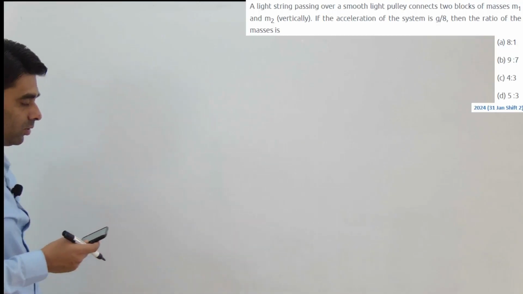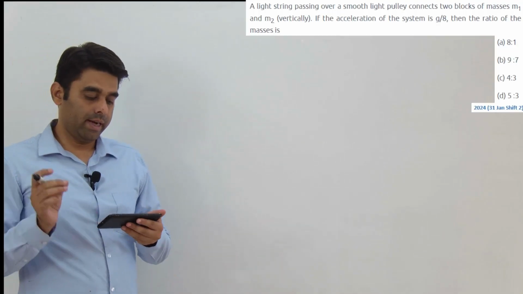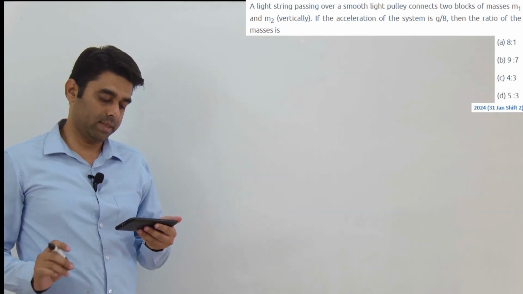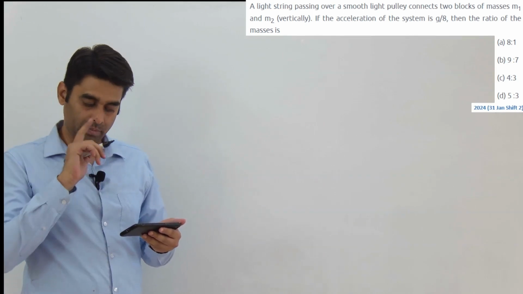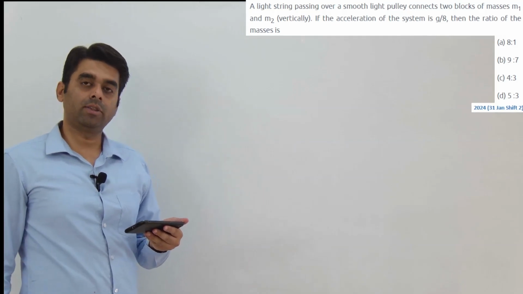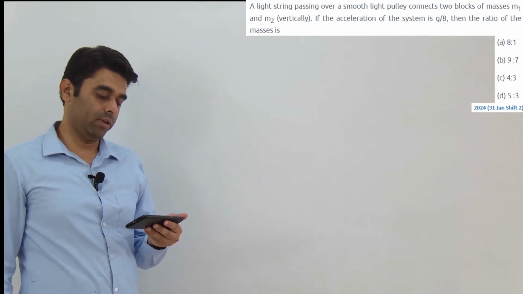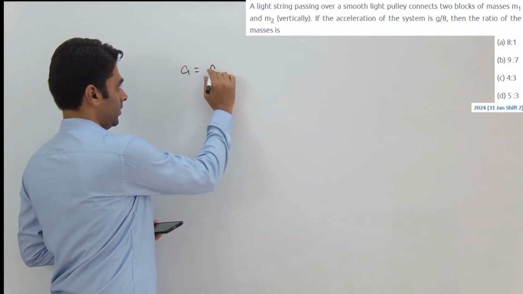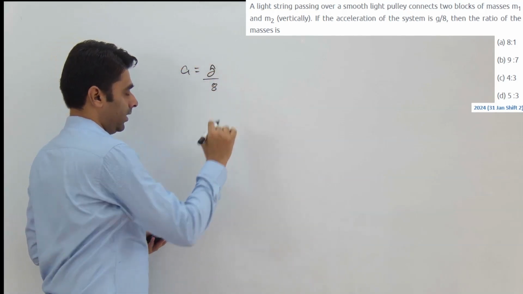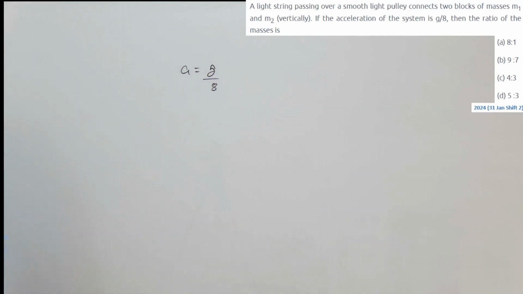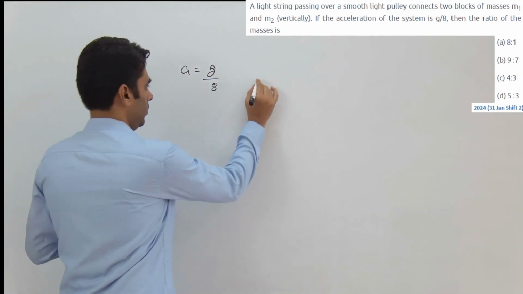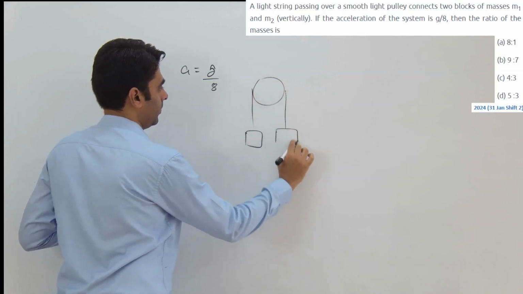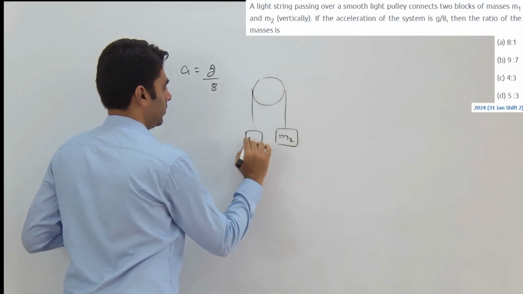Yeah. So the question we have is, a light string passing over a smooth light pulley connects two blocks of masses m1 and m2 vertically. If the acceleration of the system is g by 8, then the ratio of the masses is, fine. Acceleration is g by 8. Let's see. So this is the situation, very standard problem. Let's say this is m2, this is m1.